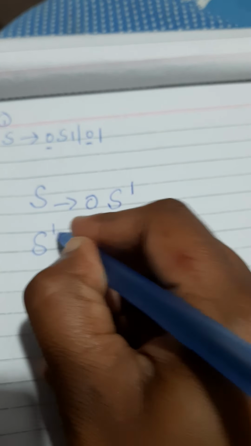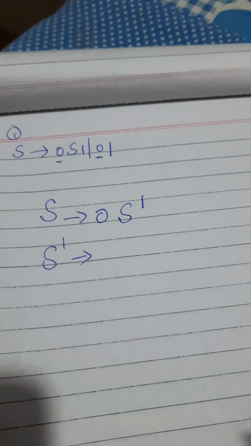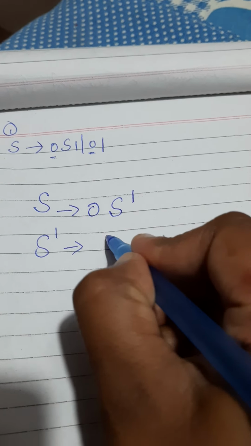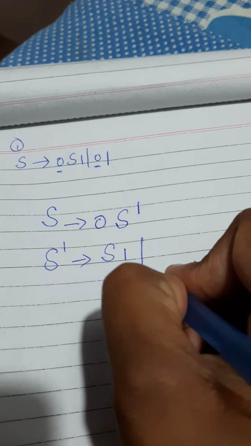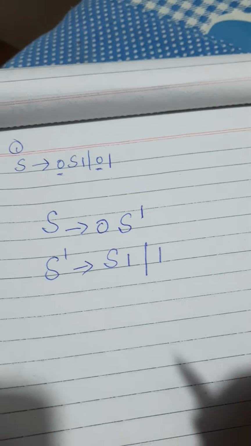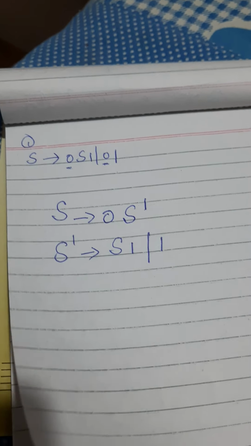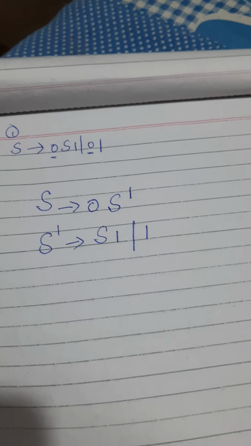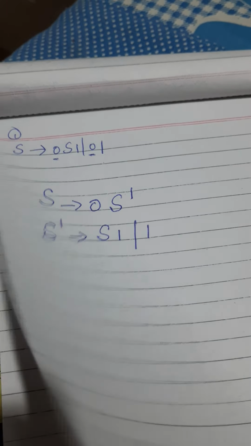What is S dash defines? S dash derives. What is left out after taking 0? S1, or in the second definition, 1. So this is the grammar you have got after doing the left factoring. Now we'll see another grammar.